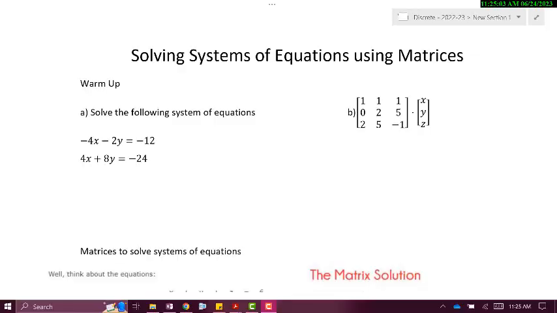Now let's put some things together. We're going to solve systems using matrices and hopefully solve it a little bit quicker. But first, letter A, solve the following system.